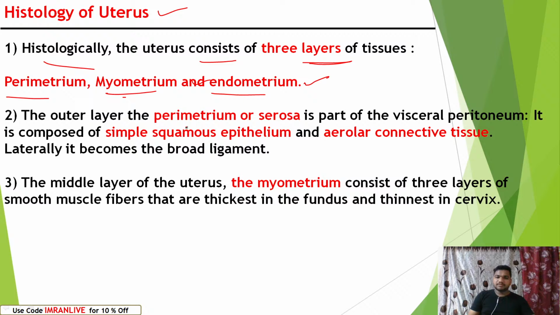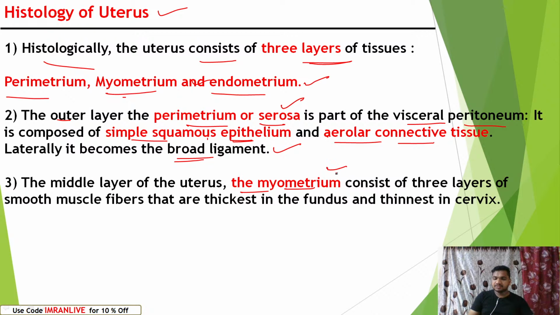The outer layer, the perimetrium, is also called serosa. Do not get confused. In the uterus, the perimetrium, the outer layer, also called serosa, is a part of the visceral peritoneum. It is composed of simple squamous epithelium and areolar connective tissue. Laterally, it becomes the broad ligament, for attaching with the pelvic cavity.